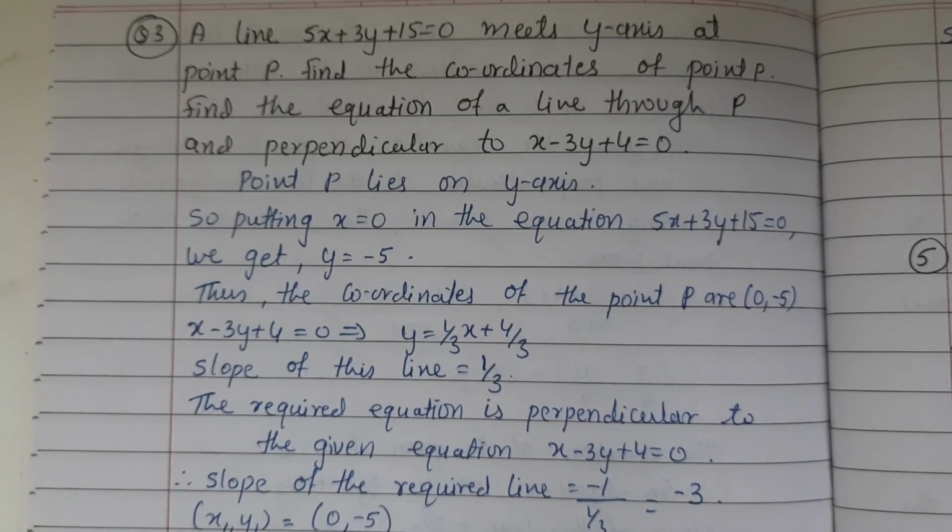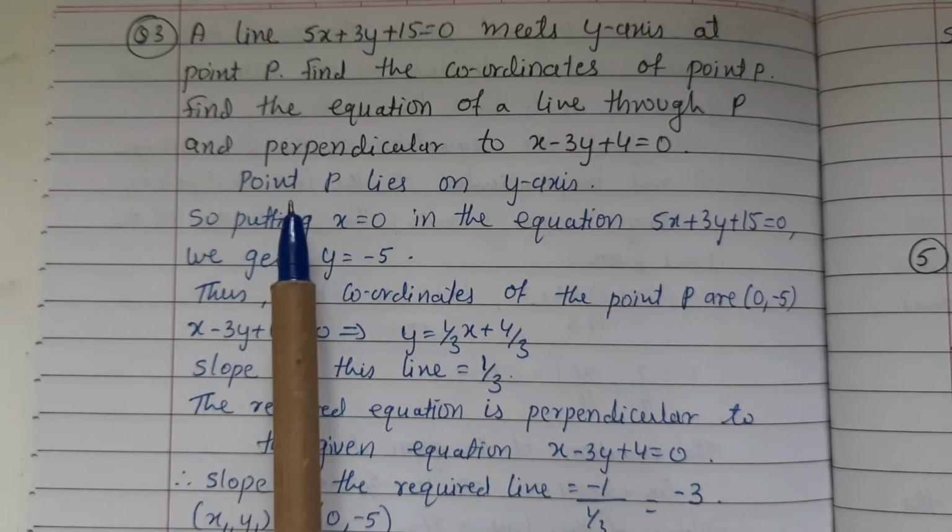Question number 3. A line 5x + 3y + 15 = 0 meets the y-axis at point P. Find the coordinates of point P. Find the equation of the line through P and perpendicular to x - 3y + 4 = 0.